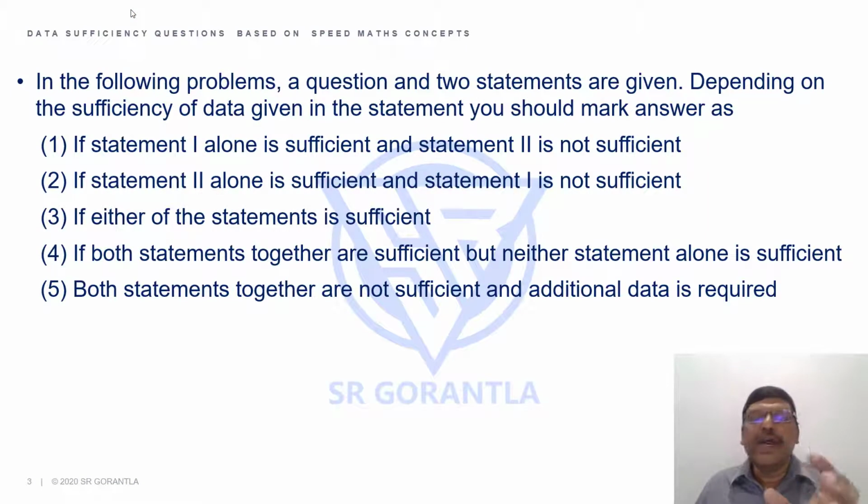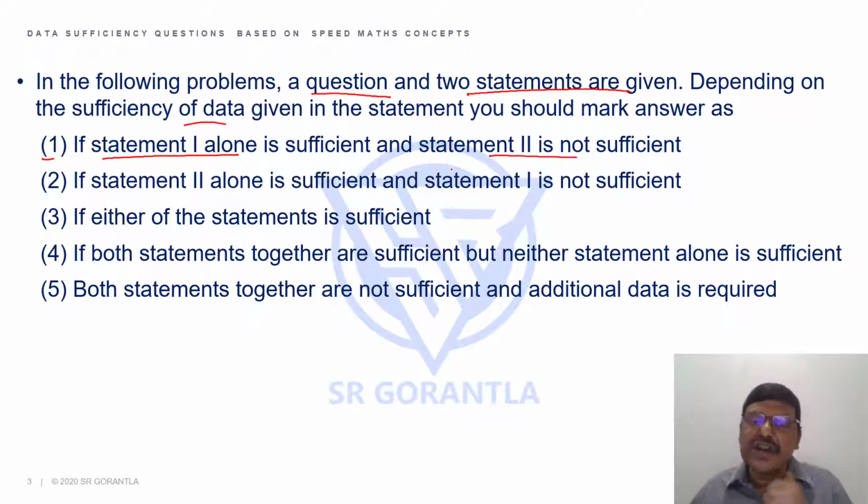Suppose in the examples that I am going to give you here today, there is a question followed by two statements. A question and two statements. So depending on the sufficiency of the data, you have to answer the question like this. You have to mark the answer 1 if that question can be answered using only statement 1 alone, but statement 2 alone is not sufficient.